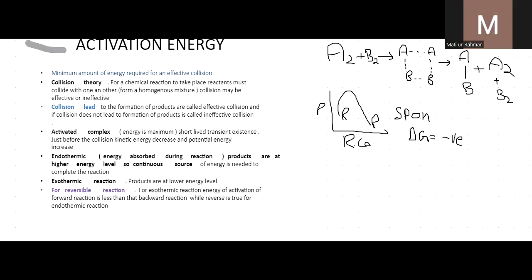So what does this represent? We can also explain this. This is an activated complex. This peak represents the activated complex. So here is the activated complex. We said that the activated complex has the highest energy state.